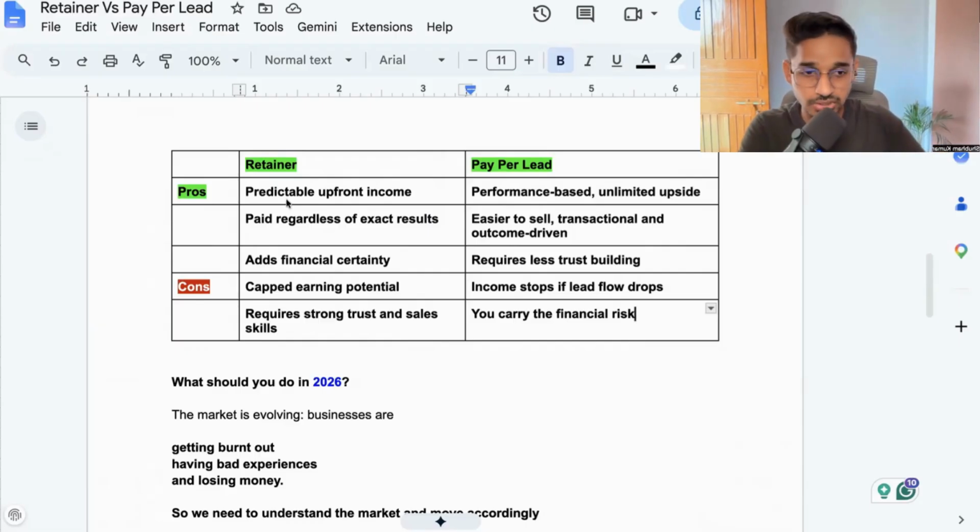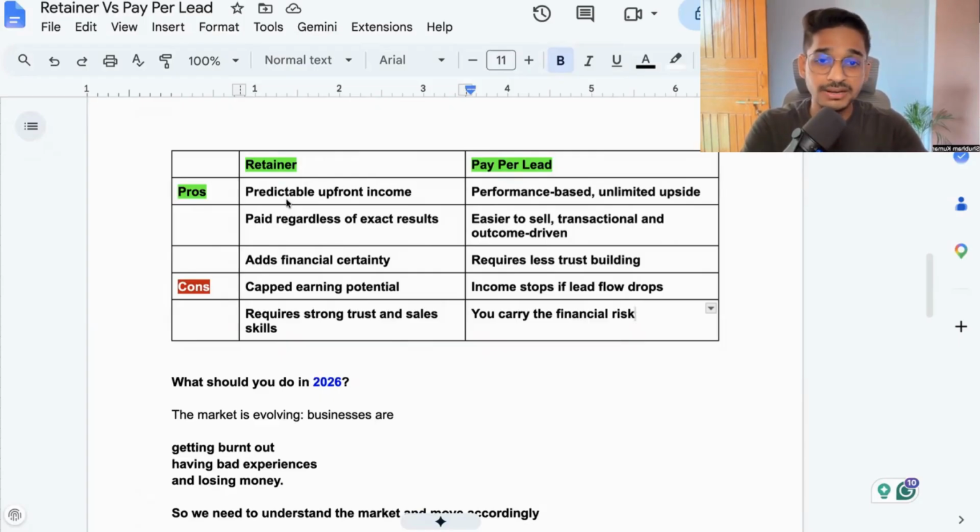You are selling a service where you are saying that I'm going to run ads for you to generate more leads and customers, and this could potentially happen, but there is no guarantee in that. Okay, you might run ads, you might not get leads, you might not get customers. So it requires strong trust building and sales skill for you to sell the retainer model.